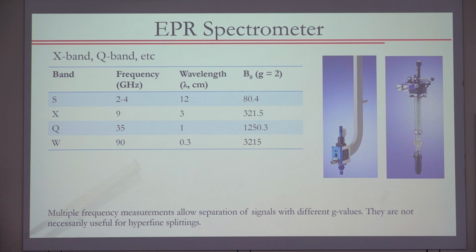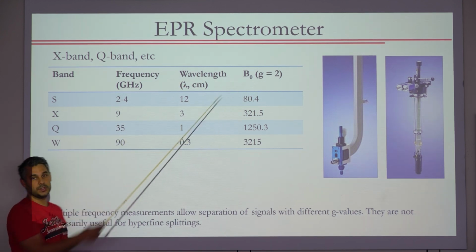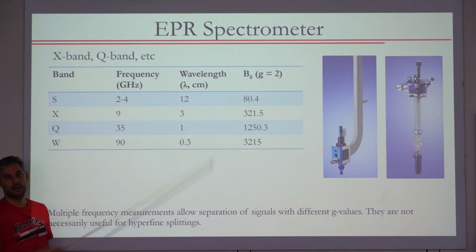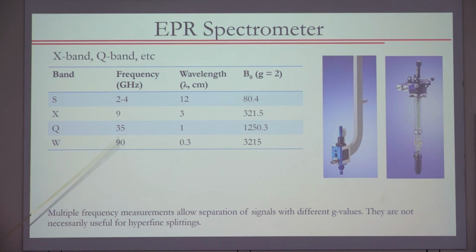So you have different frequencies. The most common one is X-band, around 9 to 10 gigahertz, which corresponds to a wavelength of 3 centimeters, and for a g equal 2 species, you have a magnetic field of around 321 millitesla for 9 gigahertz. The Magnettech ones are usually around 9.45 gigahertz or so, depending on what you put in there. Then you have Q band, W band. Here you start needing a superconducting magnet, and beyond that you need very strong magnets.